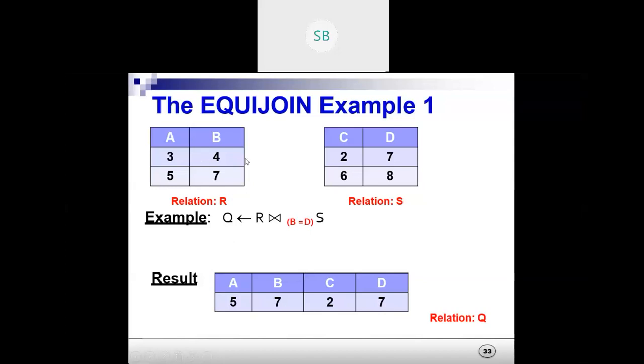The other ones, like 3, 4 and 6, 8, are different. 4 and 7 are not equal, 4 and 8 are not equal. 7 and 7 are equal, that is why we write it. And 7 and 8, sorry, are not equal. So there will be only one row, and we rename that relation as Q. This is known as equijoin: the values must be the same in both the tables, and only then can we go for the equijoin.